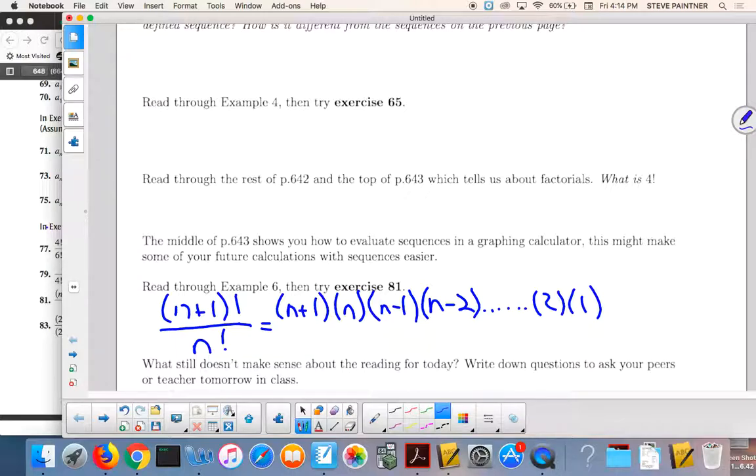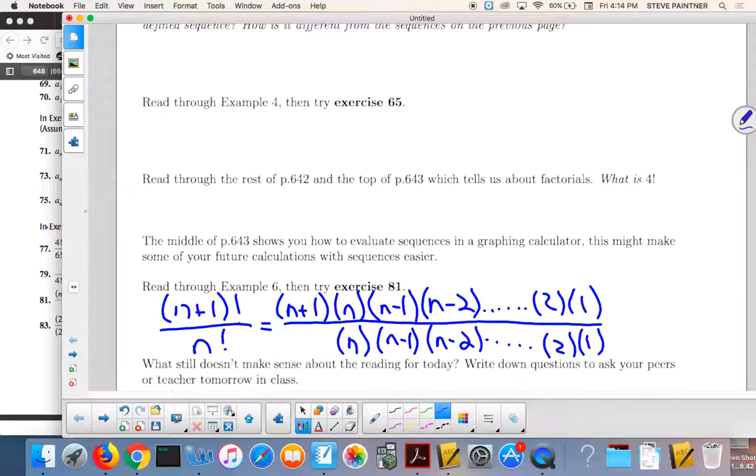So it seems like that might be the problem, but when we write out what n factorial is, we're going to see how nicely this works out. Well, n factorial is just n times n minus 1 times n minus 2 all the way down to 2 times 1. So you can see how nicely this works out. Everything cancels except for this lone n plus 1. So n plus 1 factorial divided by n factorial is equal to n plus 1.